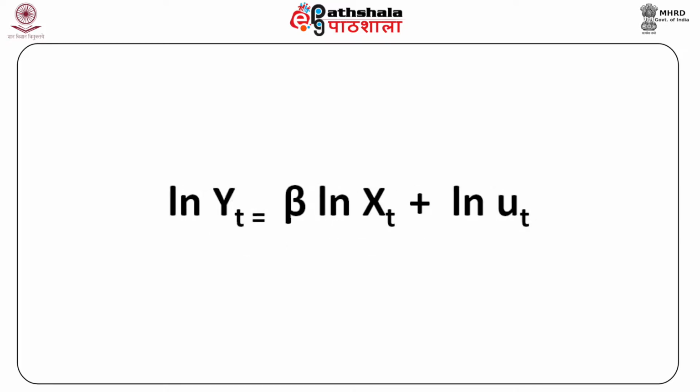To estimate this model, if log transformation is applied to the equation, the error term now becomes log mu t. Log yt = beta log xt + log mu t. In estimation of this, the entire model gets transformed and may or may not satisfy the basic assumptions of the classical linear regression model.